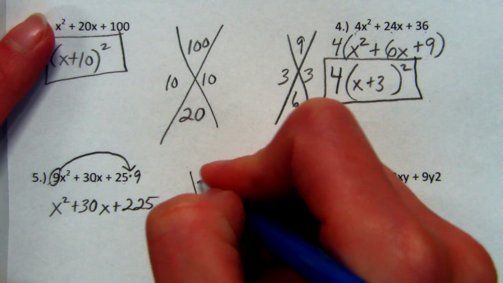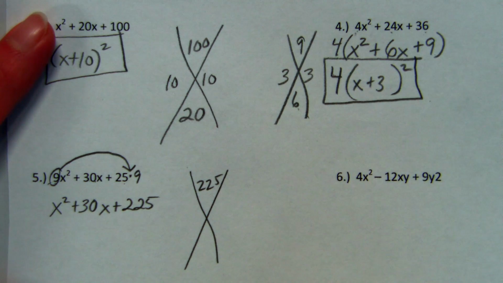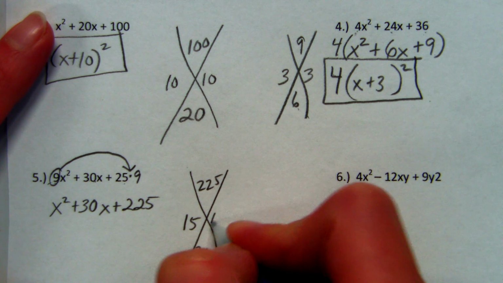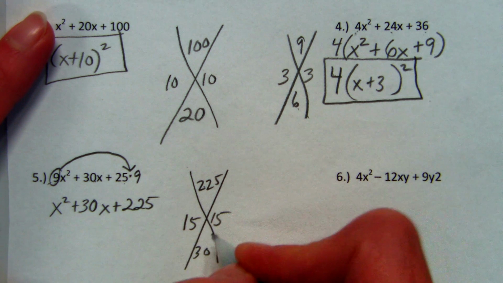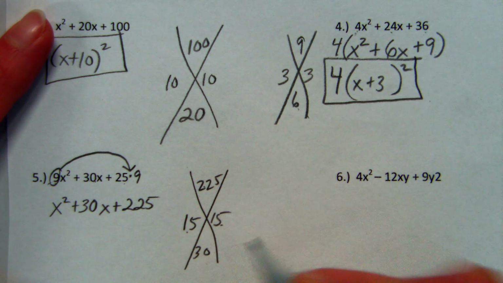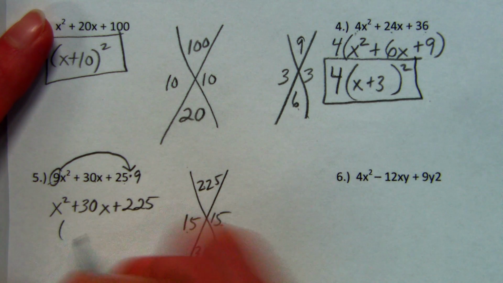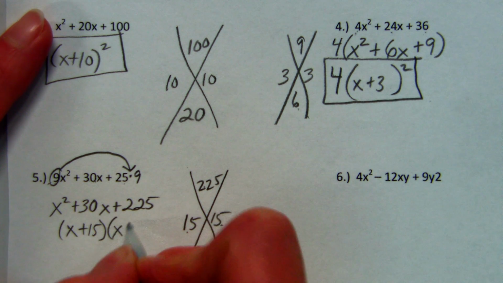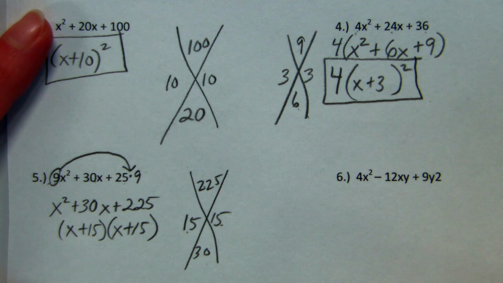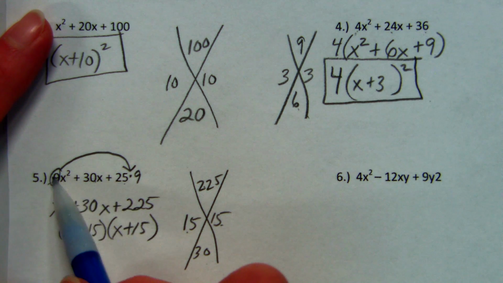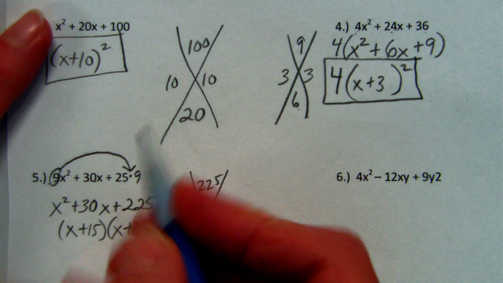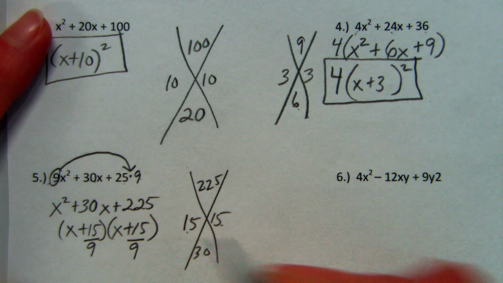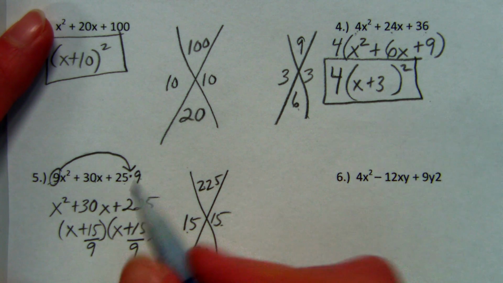You might recognize 225 as a perfect square. If you take 15 times 15, you get 225, and lucky for us, if we add 15 and 15, we get 30. So that part in there is going to be x plus 15, x plus 15. I'm going to go ahead and leave these separate because I multiplied by 9 up here, which means I need to divide both of these numbers by 9 down here. And I have to reduce the fractions.